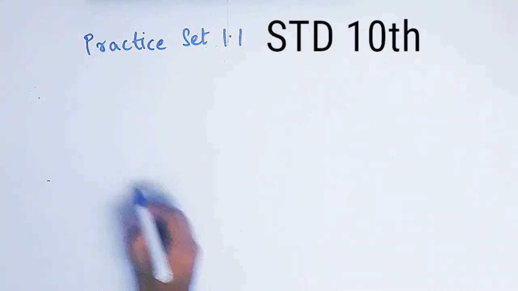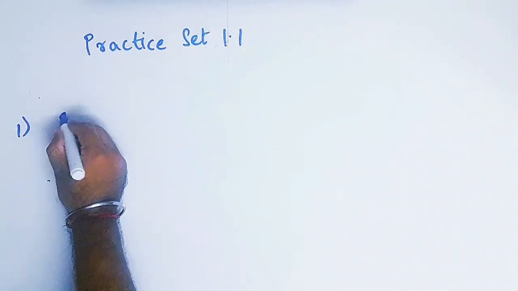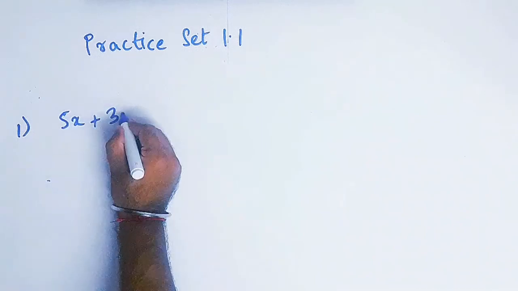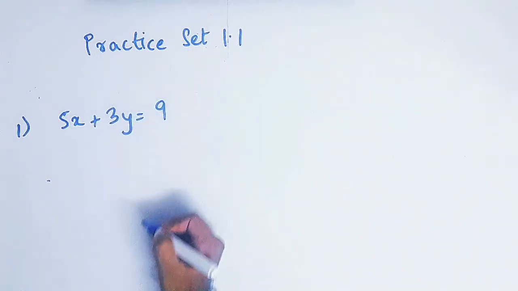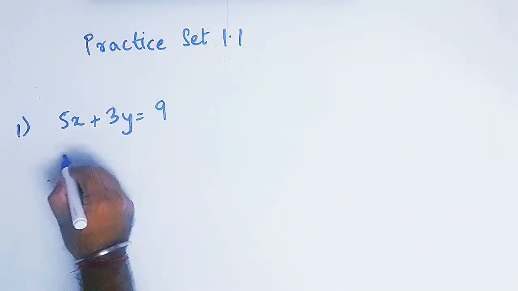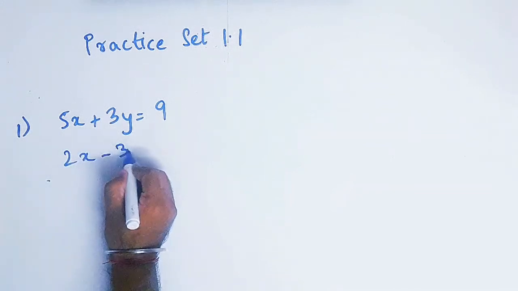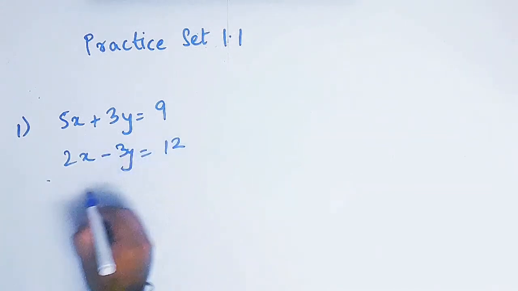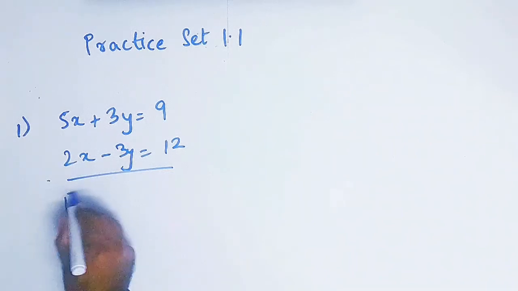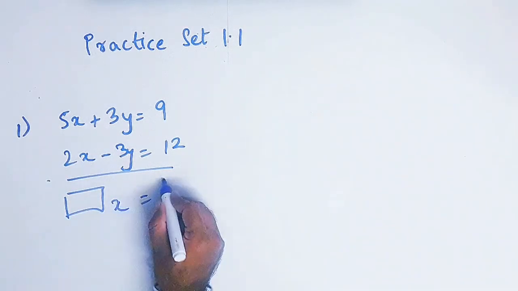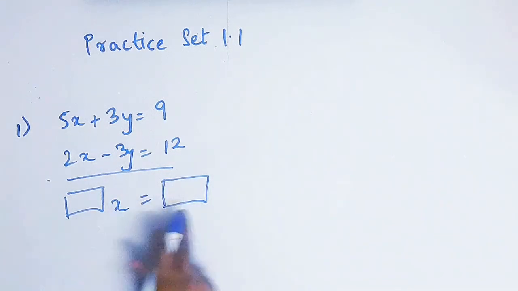Equations. So as we go on doing the sums, we will come to know how to do them. Okay, the first one is we have to fill the blanks, fill the boxes. So this is 2x minus 3y equals 12. Here it is given x equals box.